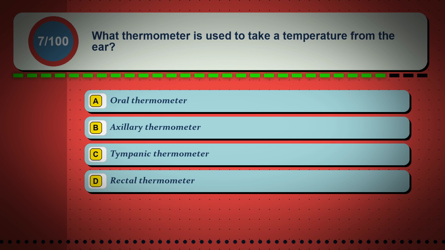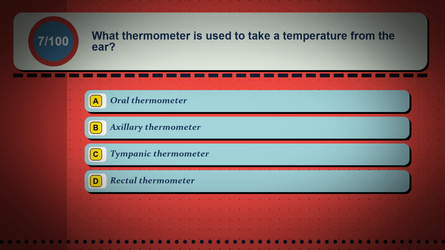Question 7. What thermometer is used to take a temperature from the ear? Option A. Oral thermometer. Option B. Axillary thermometer. Option C. Tympanic thermometer. Option D. Rectal thermometer.